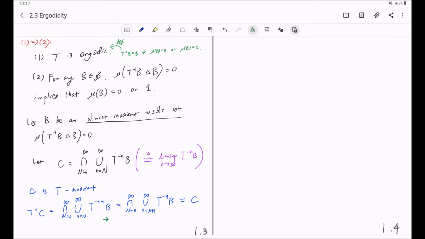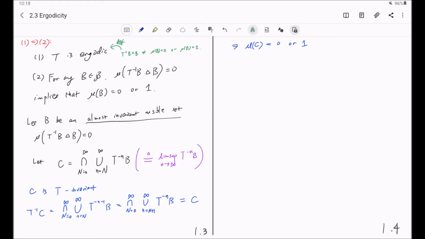And now it follows immediately from here and the definition of ergodicity that mu of C will either be 0 or 1. So this implies mu of C is 0 or 1. It should be clear to you that this C is also measurable because T is a measurable map and you are taking multiple unions and intersections. So this is still in the sigma algebra.